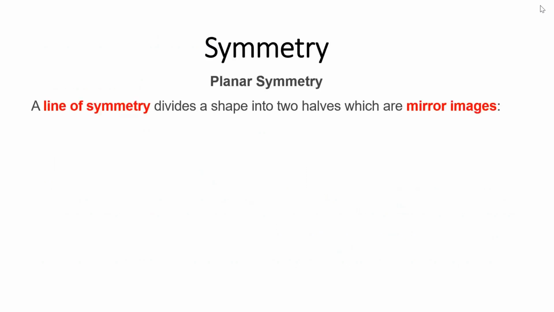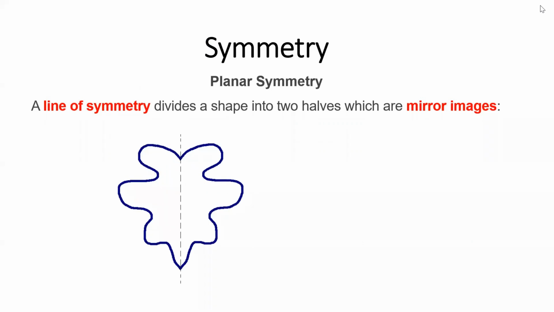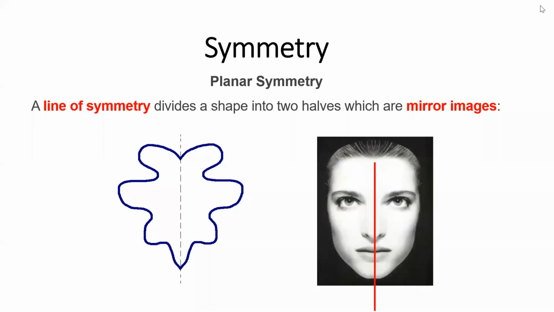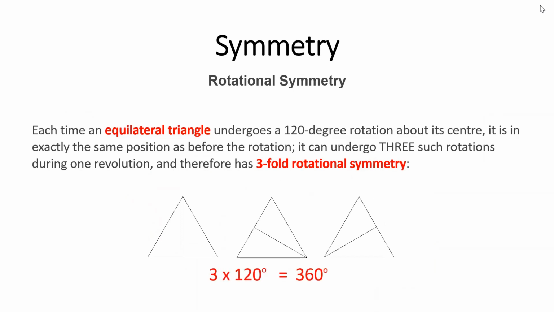So we all know that symmetry can have various forms. One form is planar symmetry. A line of symmetry divides a shape into two halves, which are mirror images. And then we also get rotational symmetry. Each time, for instance, that an equilateral triangle undergoes a 120-degree rotation about its center, we can actually find that it can undergo 3 such rotations during one revolution, and it therefore has threefold rotational symmetry.